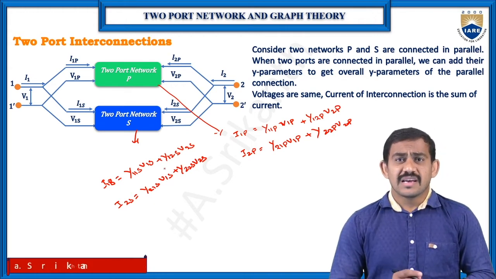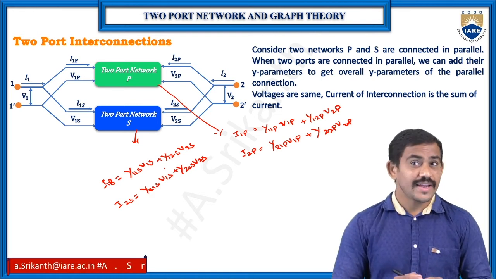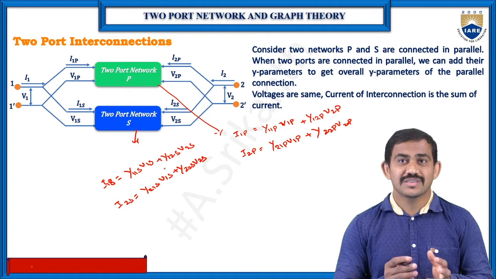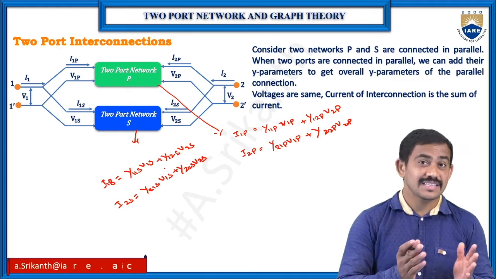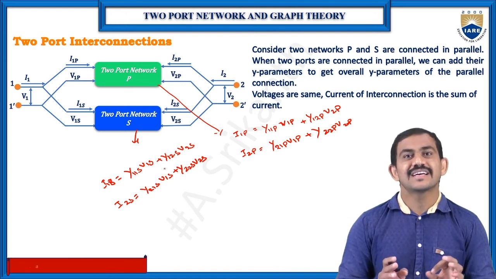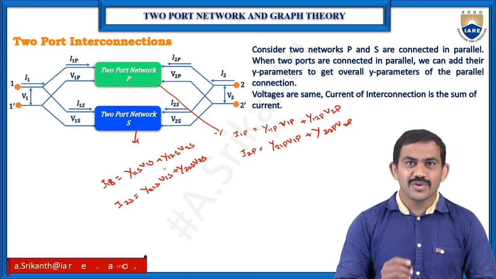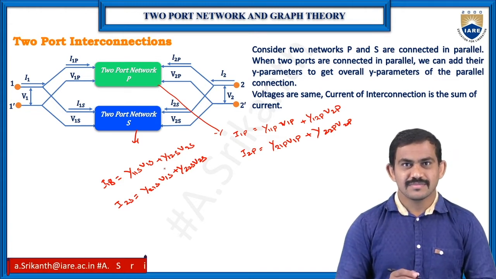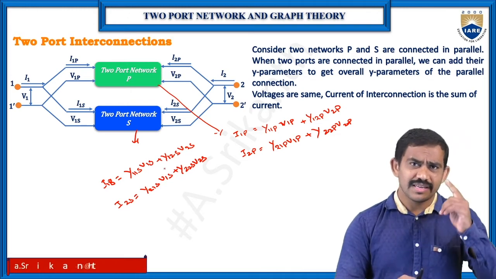Now, I need to add or subtract those values. When two two-port networks are connected in series or parallel, no need to worry about that. We need to add those values, that's it. So there we are adding the current values, and here we are adding the voltage values. So both are the same.